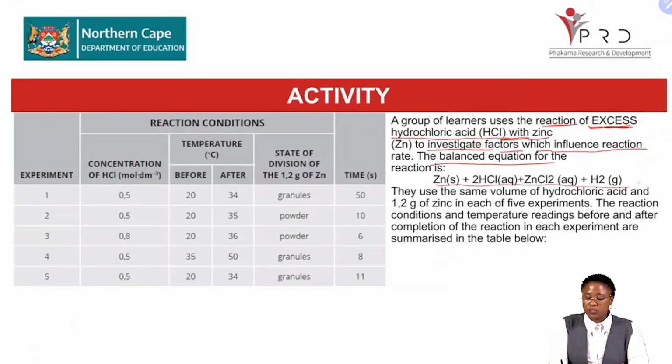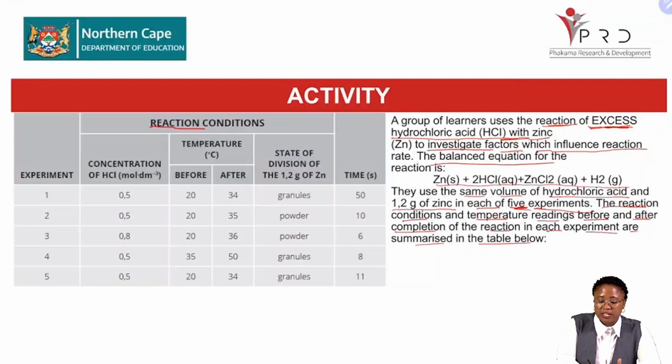There is our balanced equation for the reaction. Then they say they use the same amount of hydrochloric acid and 1,2 grams of zinc in each of the 5 experiments. The reaction conditions and the temperature readings before and after the completion of the reaction in each experiment are summarized in the table below. There is my table, guys. I know most of you, when you see something like this, your brain starts to block. But I advise you, just study and interpret the table thoroughly so that you can understand it before you go to the questions.